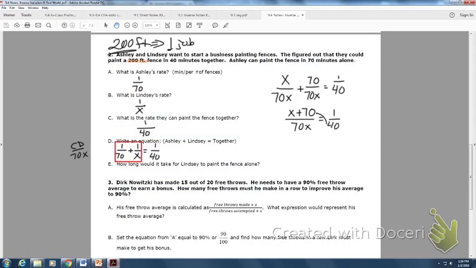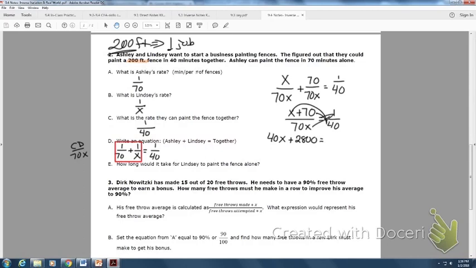And then I'll cross multiply. Make sure whenever you cross multiply, I need to multiply both the x and the 70 by 40. Okay, don't just multiply it times the x or times the 70, you're distributing it. So 40 times x is 40x. 40 times 70 is 2800.